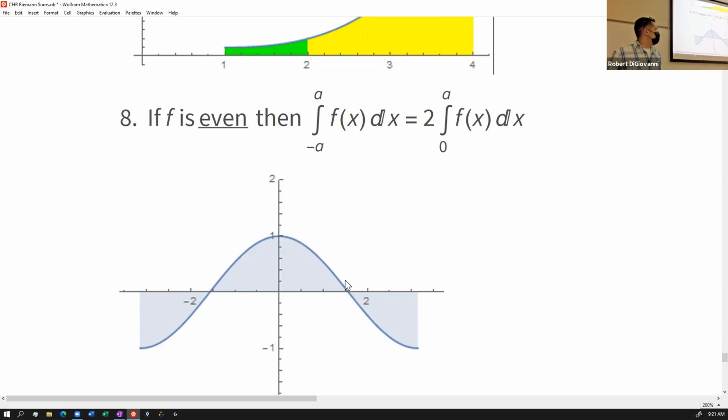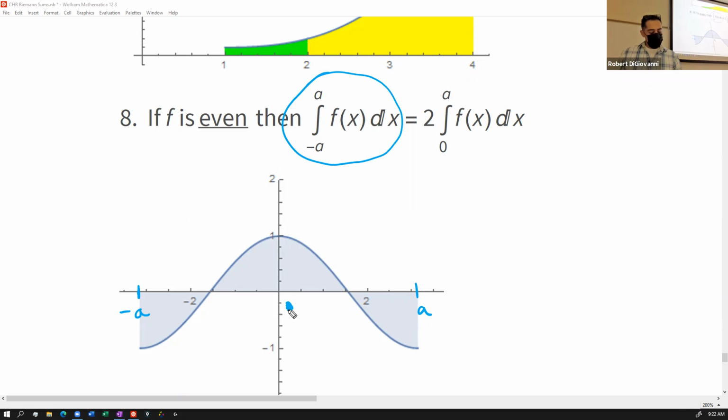Notice that if I take this blue function and reflect it over the y-axis, it'll land right on top of itself, right? That is what even functions look like. This property says that if we integrate from negative a to positive a, now it's important, it's not saying from a to b, it's saying from negative a to a, right?